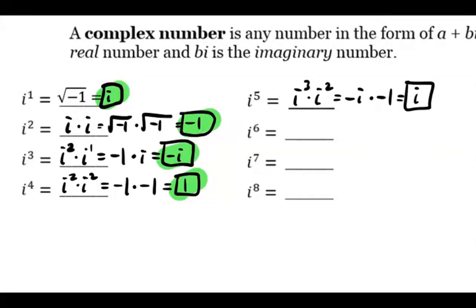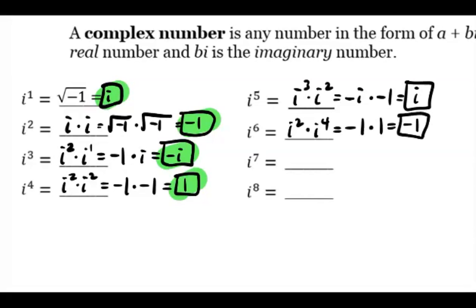Okay. I to the sixth. Break that down. I squared, we can do I squared times what? I to the fourth, yeah. I already know the answer to both of those. It's right here. I squared is negative 1. What is I to the fourth equal to? Positive 1. So when I multiply negative 1 times 1, I get negative 1.